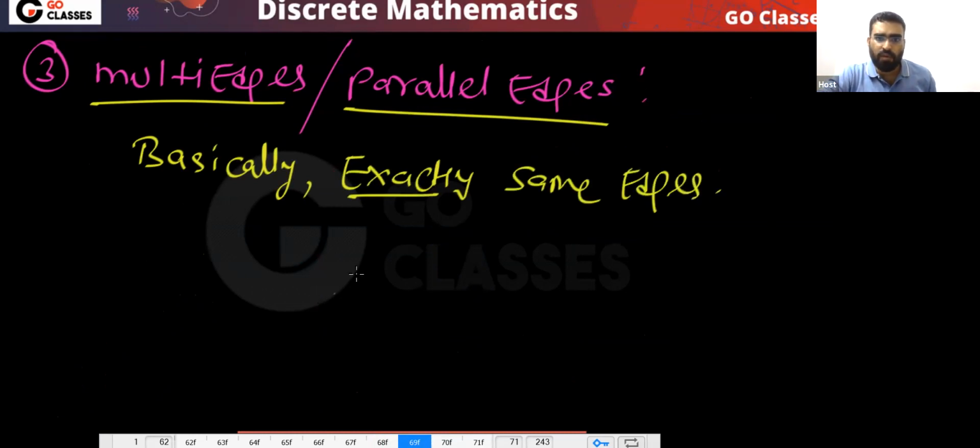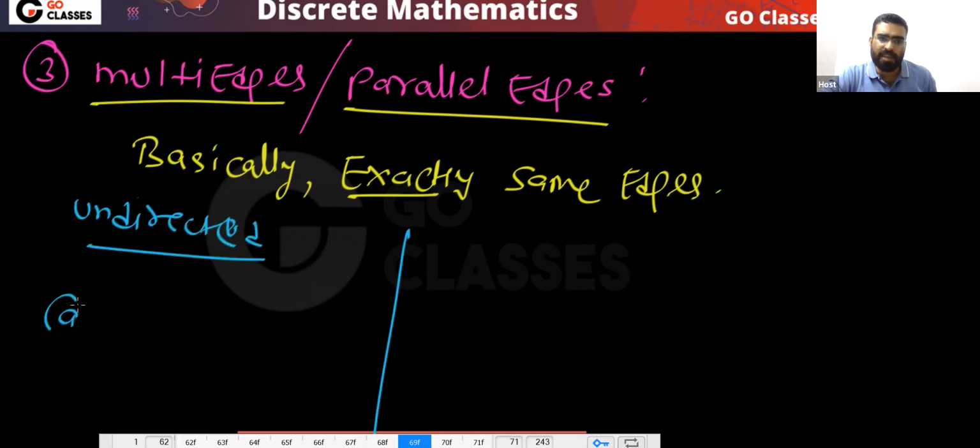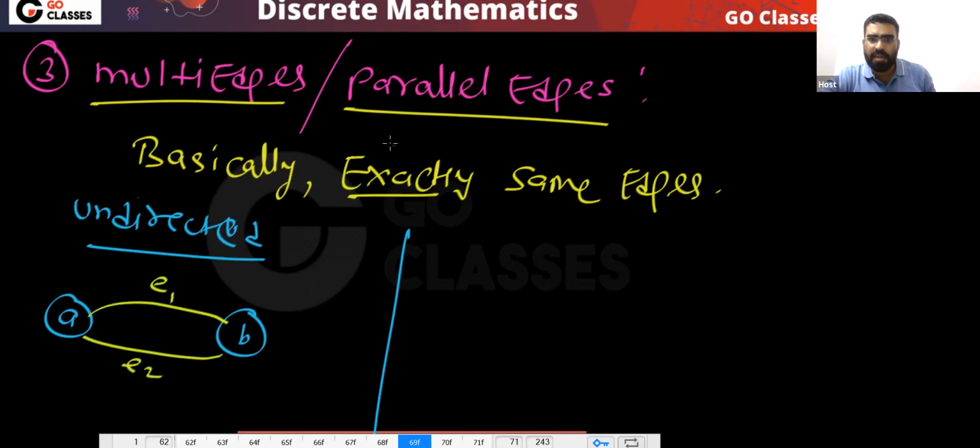For example, in a directed graph or an undirected graph, this type of edges. If you have an undirected graph, let's assume A is there, B is there. Now notice this edge and this edge, E1 and E2. Are they exactly the same? Can you say they are multi-edges or parallel edges?